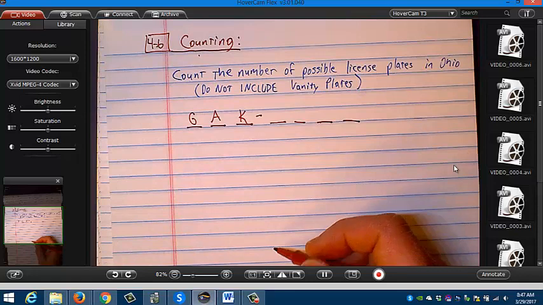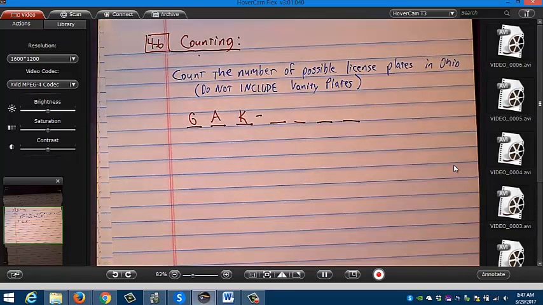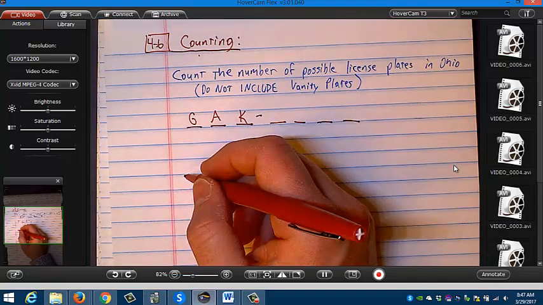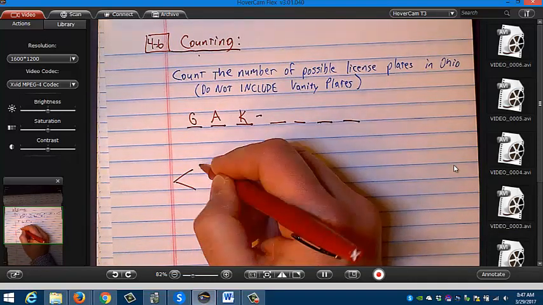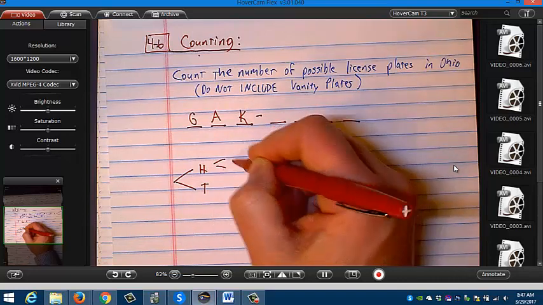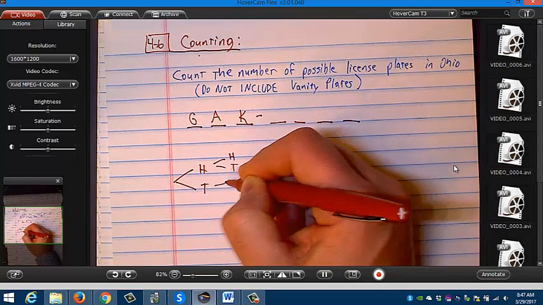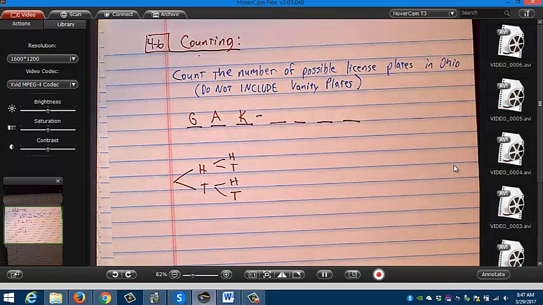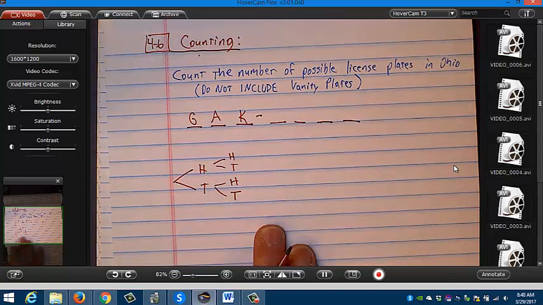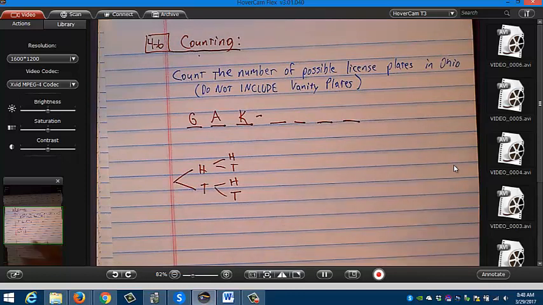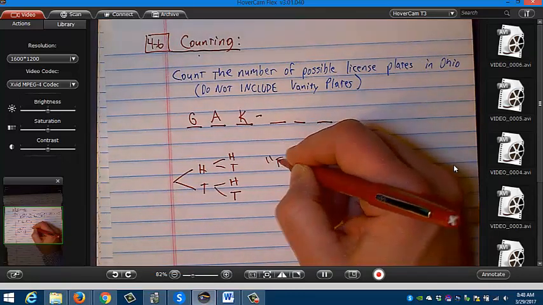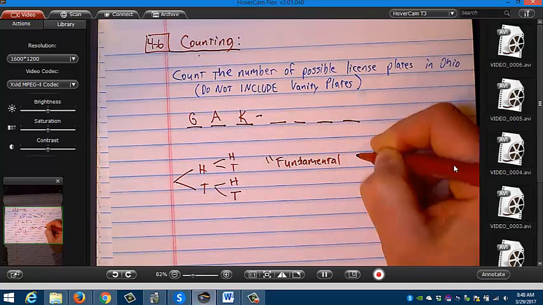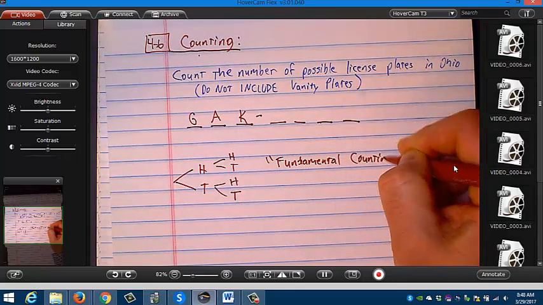But we were talking about yesterday this idea of a tree diagram, right? Remember we were doing heads or tails? We were talking about the probability of flipping heads twice in a row or something like that. But this idea carries along. This idea is what you might call the fundamental counting principle.